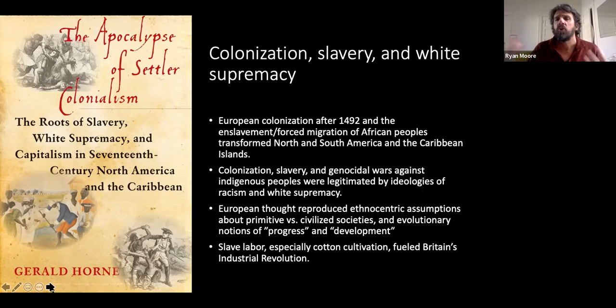There was this kind of evolution that needed to happen where so-called primitive societies needed to evolve and develop, and that meant adopting capitalist economic processes, or adopting Western styles of democracy, or adopting Christianity. There were all of these taken for granted assumptions built into European thought that replicated this ethnocentric hierarchy.